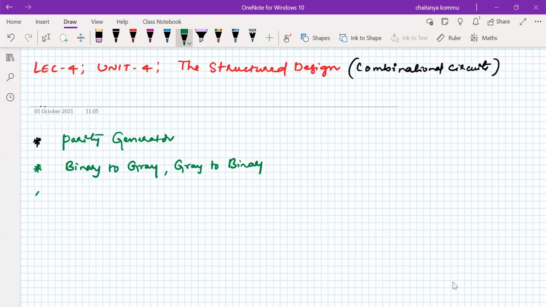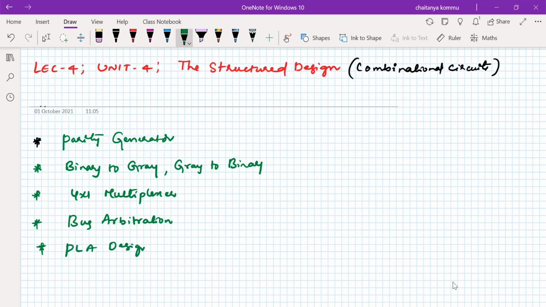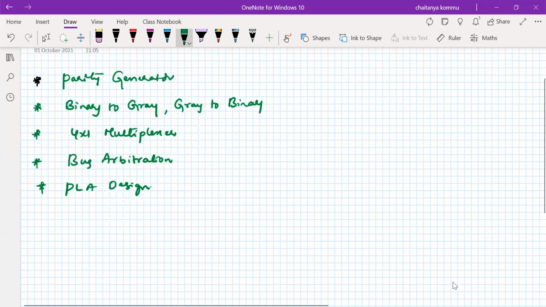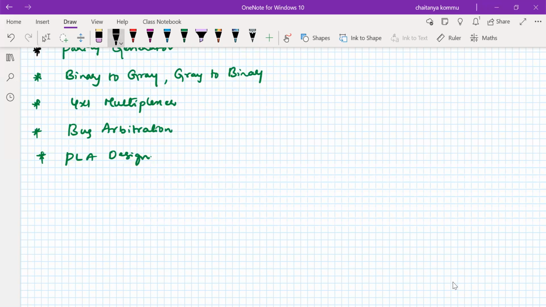The next one we would like to discuss is the 4x1 multiplexer. Next one we would like to discuss is bus arbitration. The last one we will look at is PLA design. So these are the things that we would like to discuss in this particular structured design. Okay. So let us quickly move on one by one.